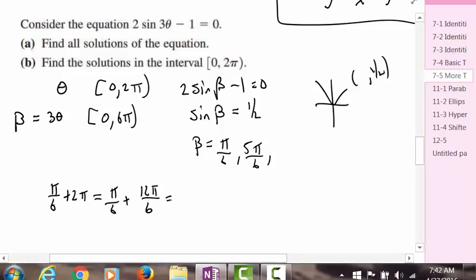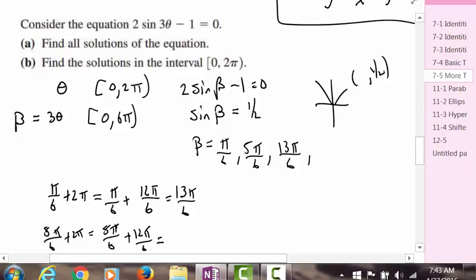All right, so pi over 6 plus 12 pi over 6 is what? 13 pi over 6. Okay, so there's another answer. Let's do the 5 pi over 6 plus 2 pi. All right, so that's 5 pi over 6 plus 12 pi over 6. If I add that together, what do I get? 17 pi over 6.